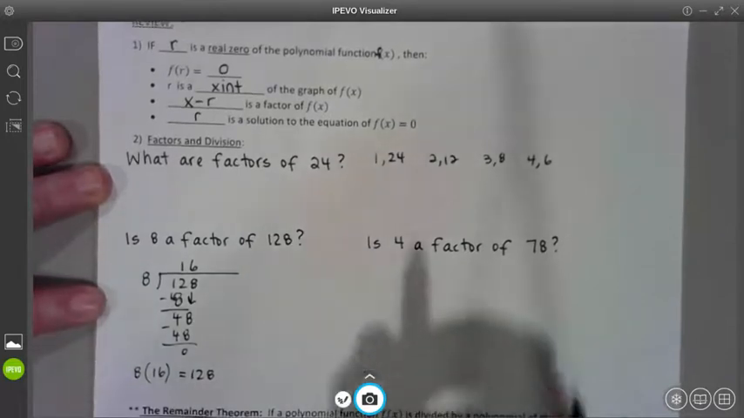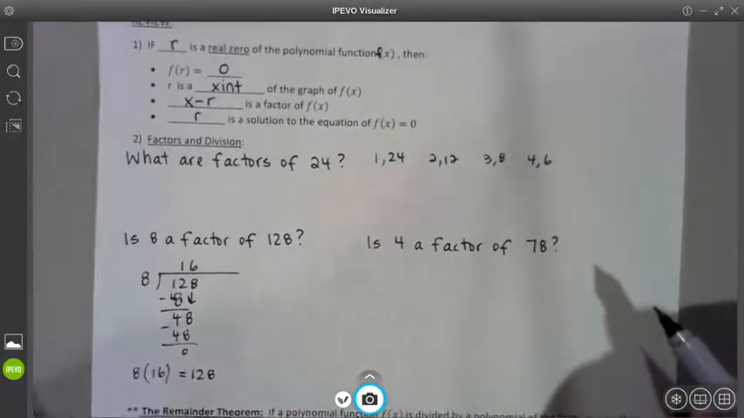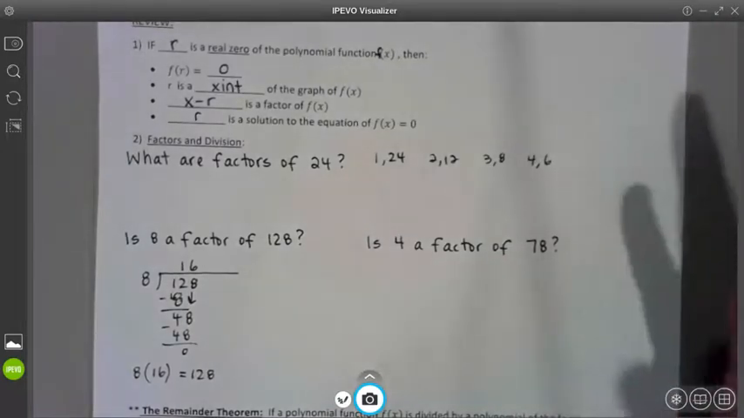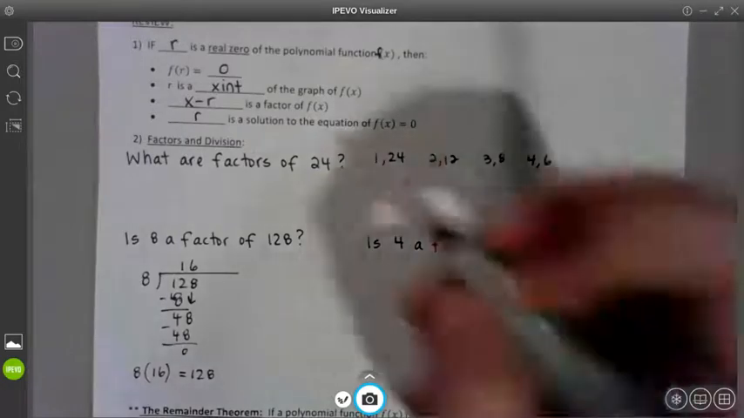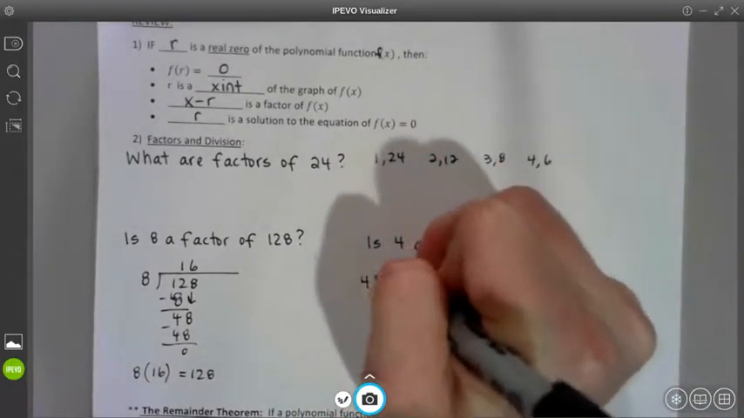Okay? All right. Well, what if they wanted to know, is 4 a factor of 78? Well, we could see if 4 and a number multiply to 78, or even quicker, let's just see if 4 divides evenly into 78. So let's see. Does 4 divide evenly into 78, okay?